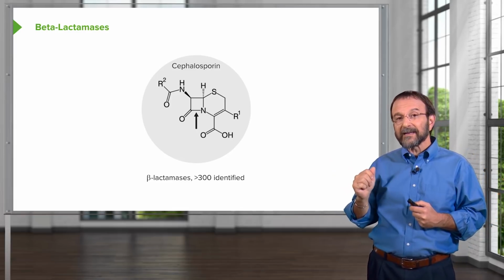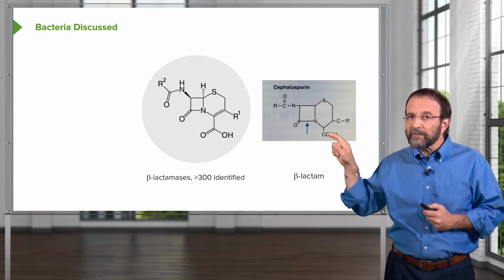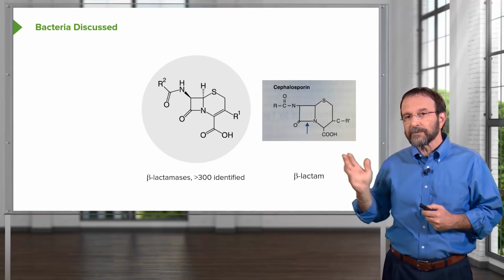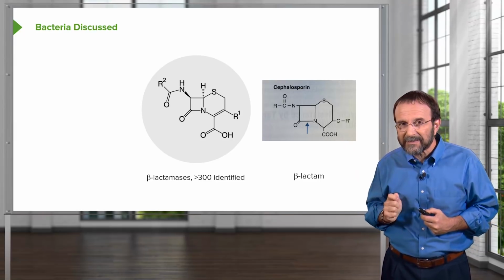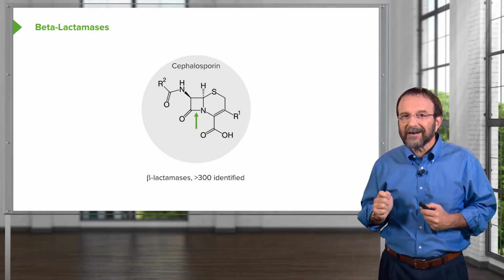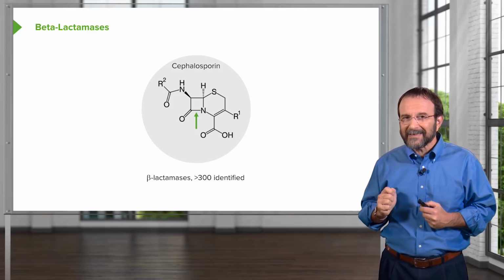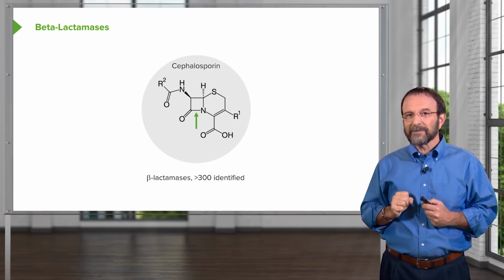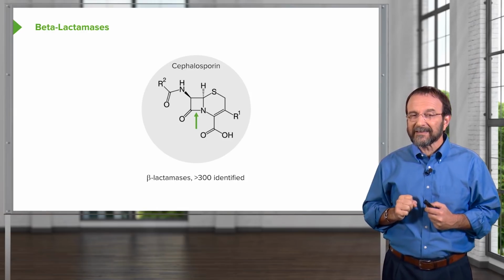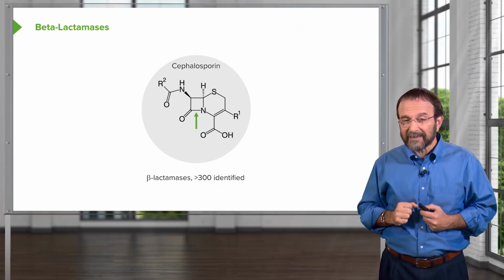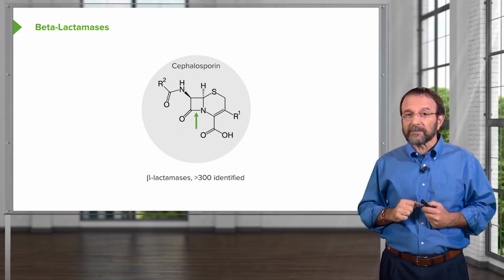Going back to our beta-lactam antibiotics, which I mentioned before, the arrow points to the beta-lactam ring. That's common to all members of this class. That's why we call them beta-lactams. We have so far identified over 300 beta-lactamases. These are enzymes that cut that beta-lactam ring. And these beta-lactamases encode resistance to the beta-lactam antibiotics. So you can see the extent of the problem.